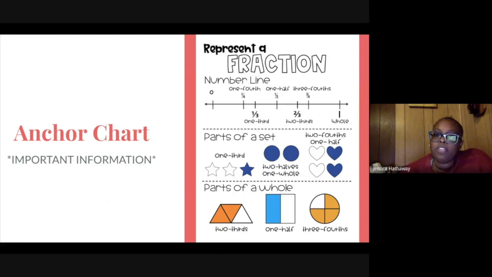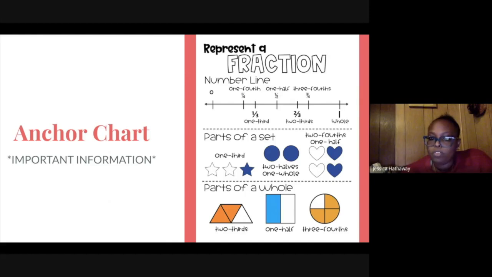It can also be represented as parts of a set. So like these 3 stars, you have 1/3 shaded. So 1 out of 3 stars are shaded. You can have 2 halves, which equals 1 whole. So these 2 half circles equal 1 whole. You can also have 2/4 or 1/2. So these 4 hearts, you have 2/4 or 1/2 shaded.